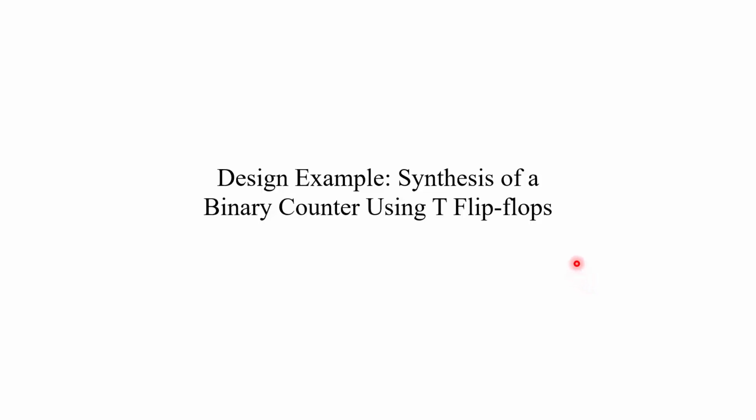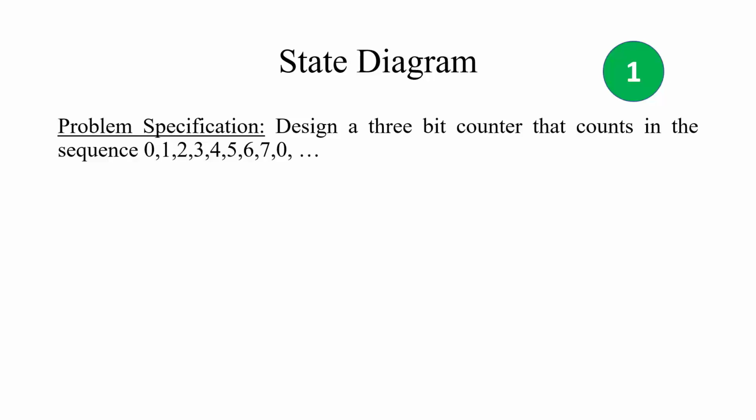Okay, our next design example that we now want to look at is that of a binary counter, and we will see a T type flip flop based implementation of it. And as homework, you can do the JK type flip flop implementation yourself. Let's suppose this is our problem specification or design requirement, and we have to design a 3-bit counter that counts in the sequence given. It counts from 0 to 7 and then repeats.